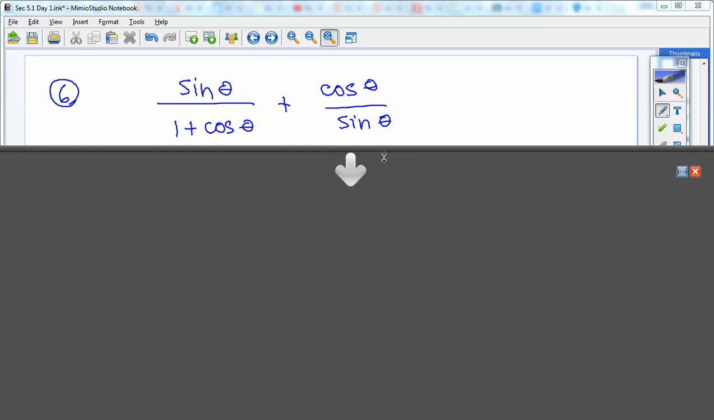This one would be a bow tie. Why don't you guys try this one? This would be a bow tie for sure, right? I mean, it's a common denominator one, but it'd be a really good one to do bow tie.